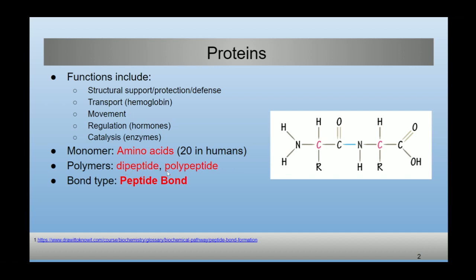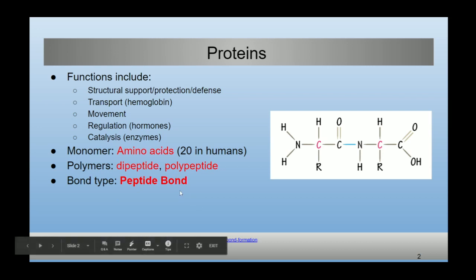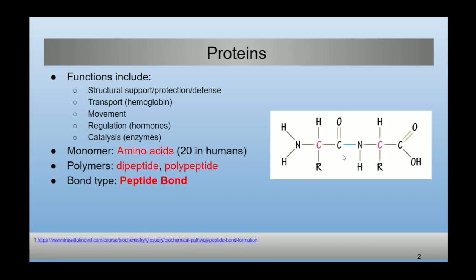Again, you're seeing very similar prefixes throughout the unit. So di meaning 2, poly meaning 3 or more, and by the numbers we mean 2 amino acids, or 3 amino acids or more for the polypeptide. Now the bond type that goes in between each amino acid is called the peptide bond, and I wanted to show you that right here. It's the one in blue.